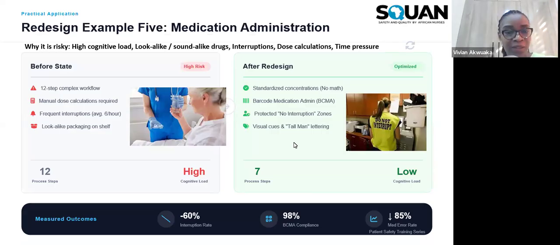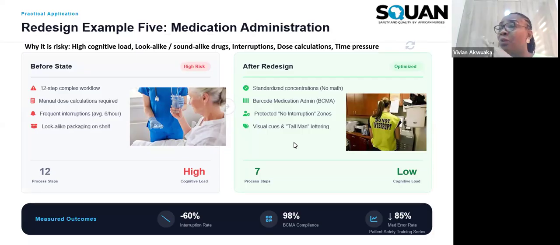Medication is high risk. Everybody talked about it in the chat as well. It's really high risk. We need to try to redesign that process, make it as simple as possible with the fewest possible steps, standardize as much as possible, the concentrations, barcoding if you can afford it, no interruption.